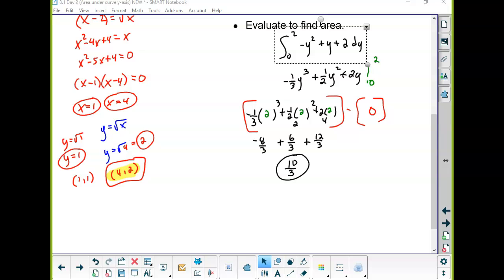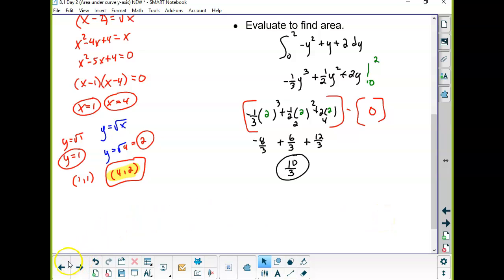Okay. So hopefully you guys got the same thing. You might have got 4.333 repeating. Is that right? Was it 4.3 repeating? Oh, sorry. 3.333 repeating. So if not, double check that you entered everything correctly.